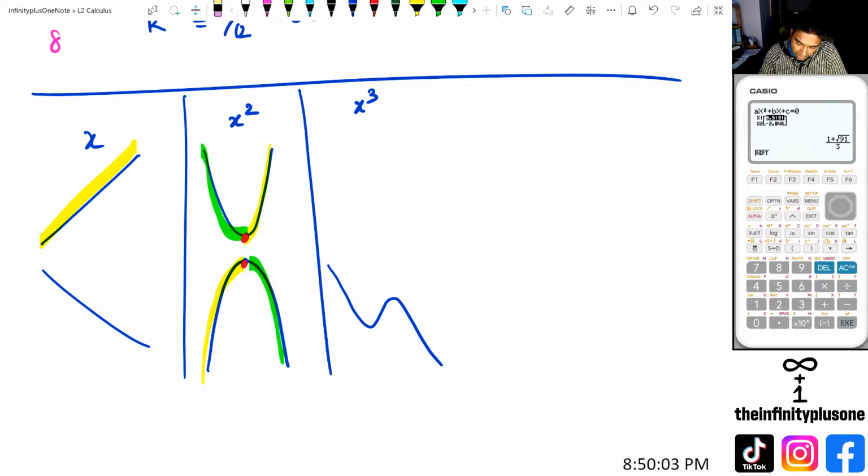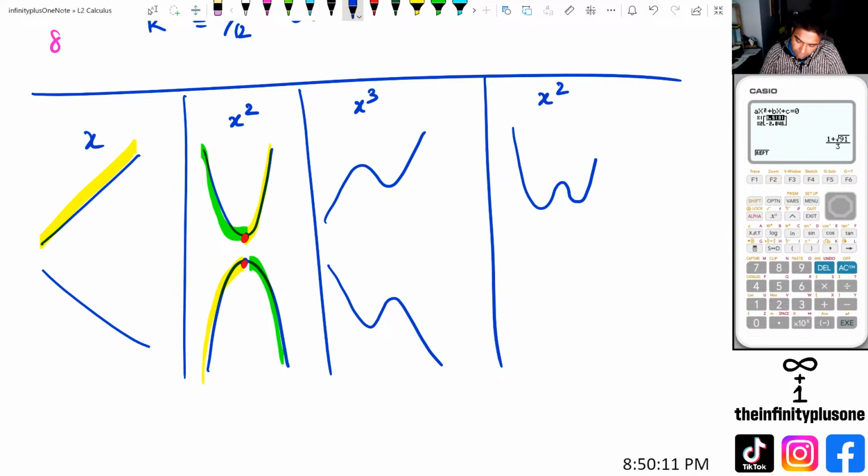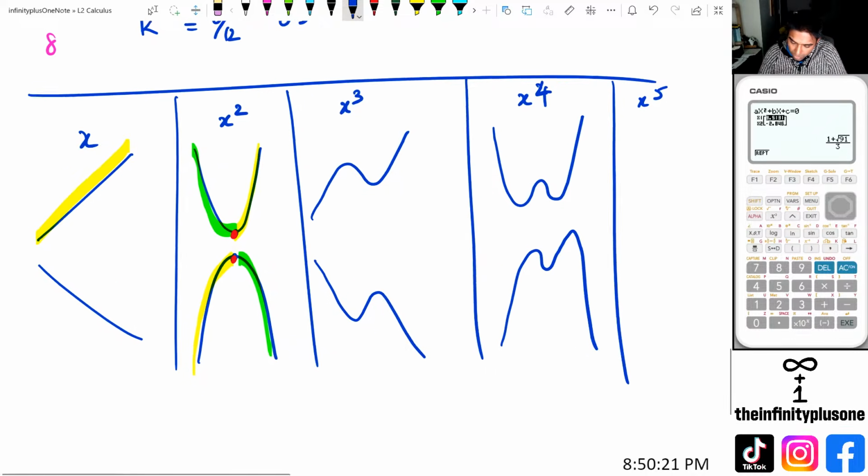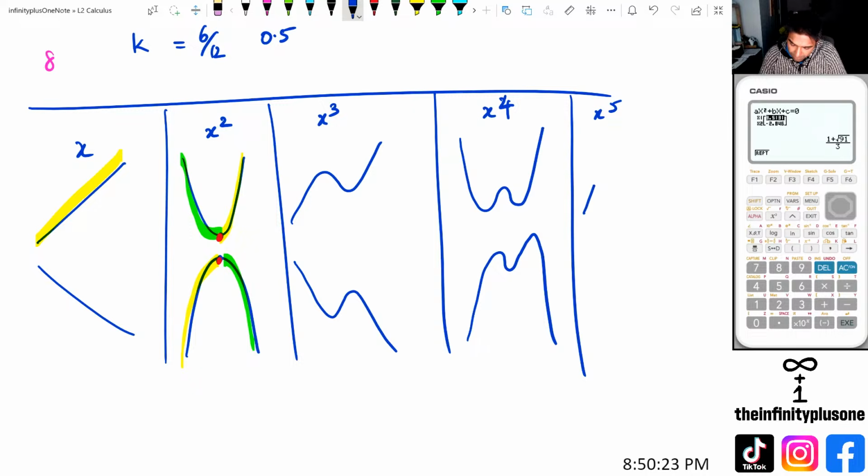Oh, it's terrible. I can't even draw a cubic properly. There we go. That's better. Now, when it comes to x to the power of 4, it'll look something like a W, or something like this. Sorry, that should be x to the power of 4. And if you get x to the power of 5, it will look exactly like a cubic but twice. So 1, 2, 3, something like that. And then same with the negative version of it.